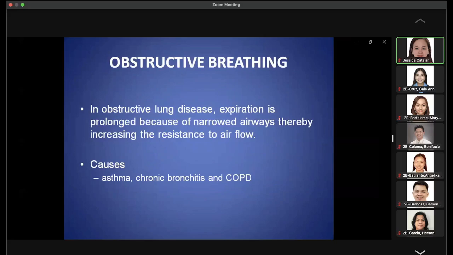Obstructive breathing. So this is common among obstructive lung diseases. So in obstructive lung disease, such as asthma, chronic bronchitis, COPD, or emphysema, expiration is prolonged because of the narrowed airways, thereby increasing the resistance to airflow. Okay, hence the obstruction.